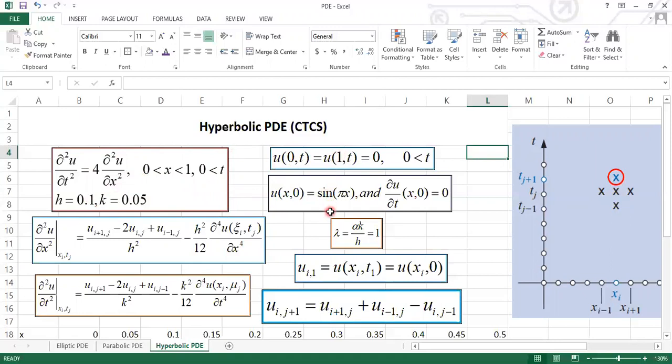Then we have two conditions, u(x,0) equal to sine of pi x. This is one initial condition, and the other is a derivative condition. This is also an initial condition, and we call it a velocity condition. That is the nomenclature derived to be consistent with the wave equation. So it is a one-dimensional wave equation.